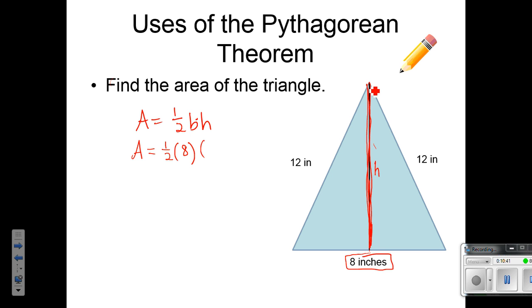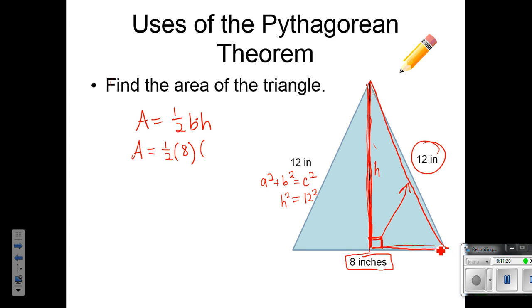So we're going to have to find that height. So if we take a look at this triangle, and we look at this half of this triangle, remember when you find the height, that makes a 90-degree angle there, and we have a right triangle. So we can probably find h based on the Pythagorean theorem. So across from this 90, boom, there's the 12. That is your hypotenuse, so that goes in for c. So that's 12 squared. And then h is going to be one of those that we're looking for.